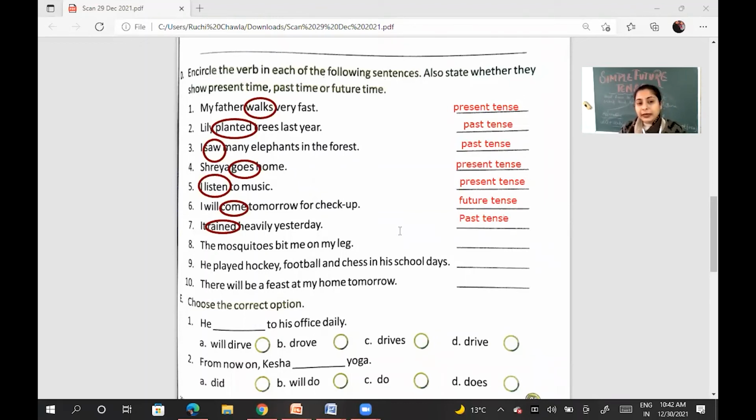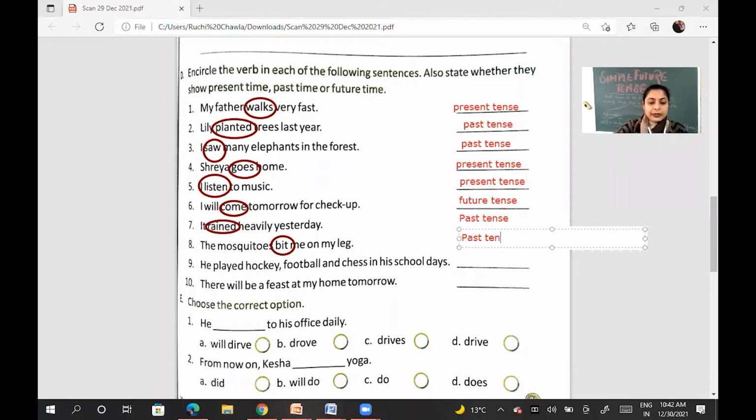Now number 8. The mosquitoes bit me on my leg. And bit कौन से verb का form है? Past, जहाँ पर spelling में there is no change. Alright. So action word here or verb you can say is bit. And what is the tense of the sentence? The tense is past tense.